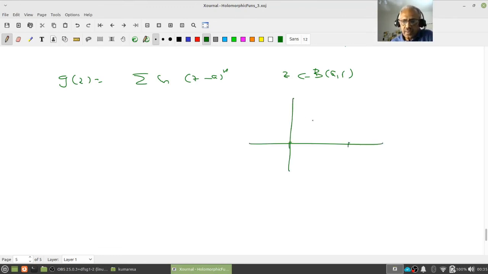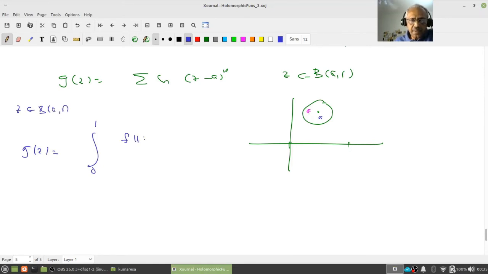This is 0, 1, and this is my bar. This is my z, and this is my a, right? Let us look at this. So what is g of z? g of z is going to be the integral from 0 to 1, so let us take z in the bar, of f of t by t minus z.